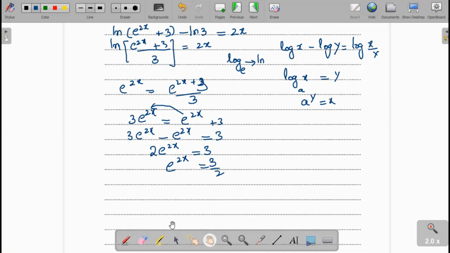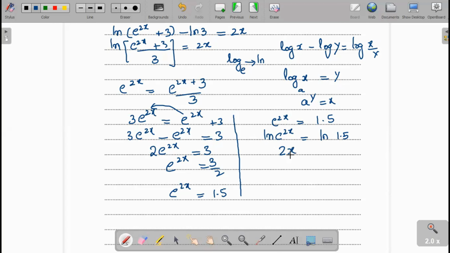And this equation becomes e power 2x equal to 1.5. Now to find the value of x, we take ln on both sides. Therefore, ln e power 2x equal to ln 1.5. Therefore, ln e is equal to 1, that is equal to 2x, and 2x equal to ln 1.5. Then x will be equal to ln 1.5 over 2.